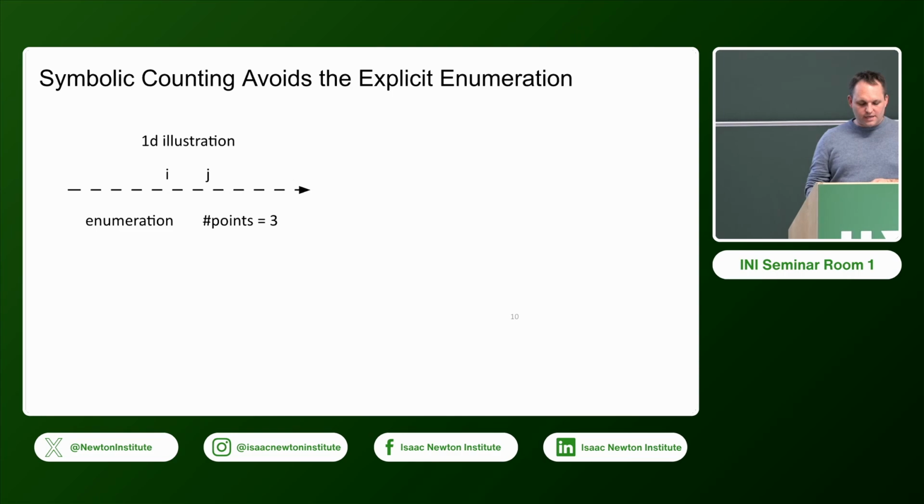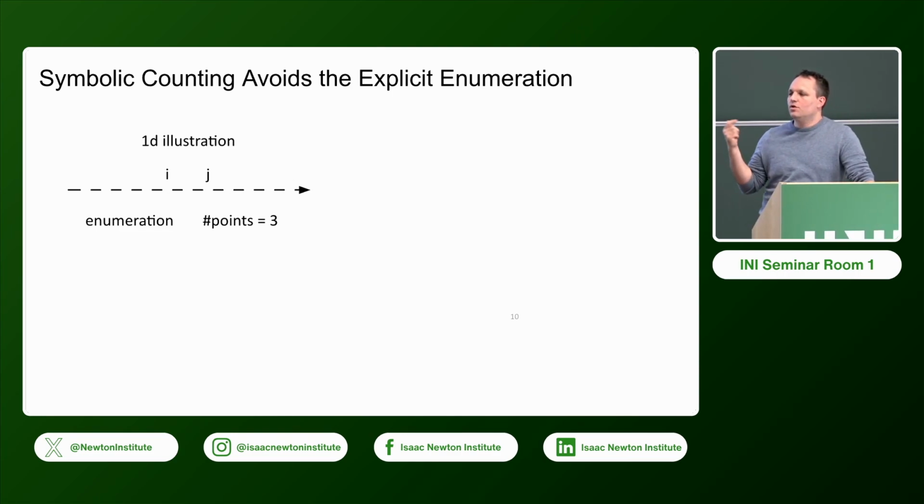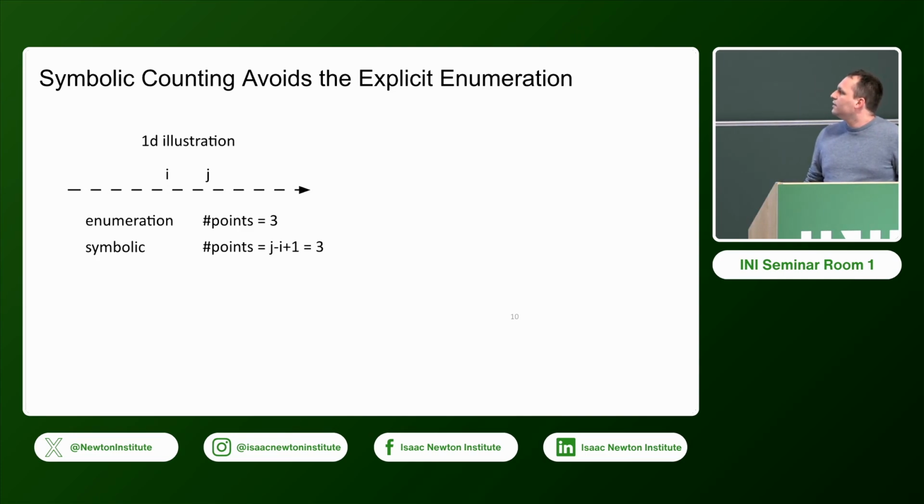And so a simple way to do that is to just count the points, right? You start at i, you go to j, so you go i plus 1, i plus 2, so you have 3 points. That is a relatively easy way to count, but obviously that is slow, right? Because you actually explicitly reason about each individual point. A different way to count is symbolic counting. So here you just take the upper bound, subtract the lower bound, and add 1. That is asymptotically faster for a 1D problem, right?